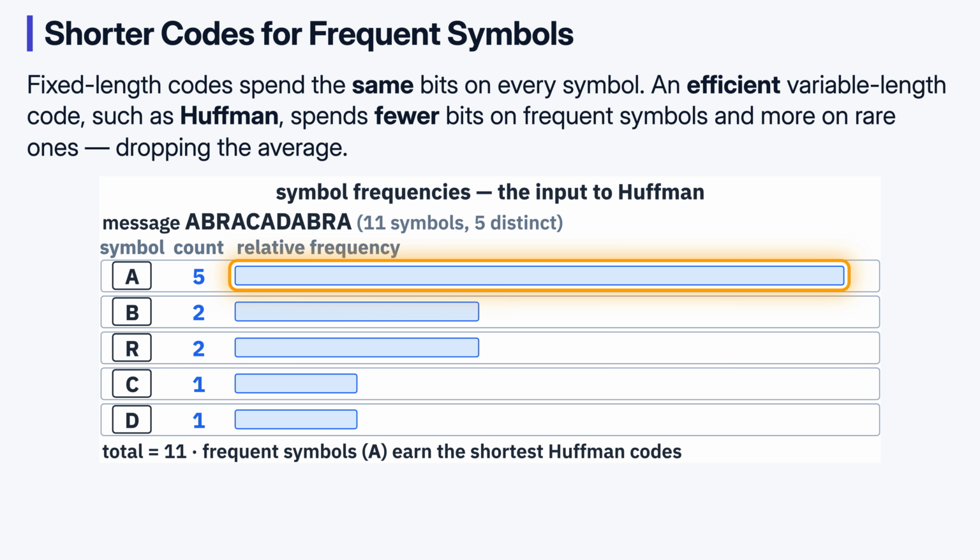So the frequent A should earn the shortest code, while the rare C and D can afford the longest. The question is how to pick those codes so the decoder is never confused. Huffman's tree answers it.